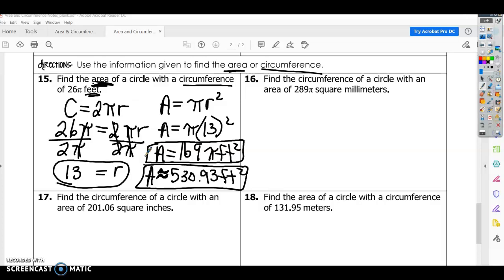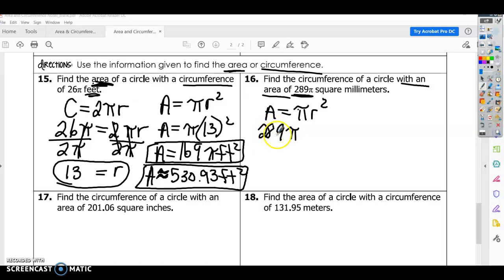All right, number 16. Number 16 says, find the circumference of a circle with an area of 289 pi square millimeters. All right, so let's start with the circle with an area. We're starting with area this time. Area equals pi r squared. So we're starting with what we're given. We're given the area, so we can take that and plug it in and find information that we need.